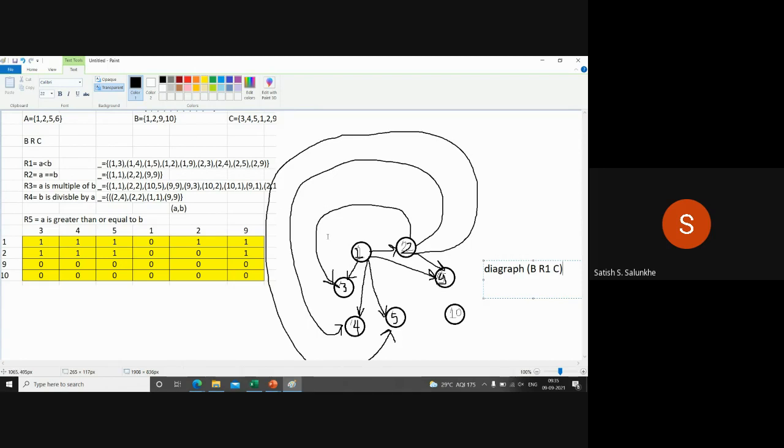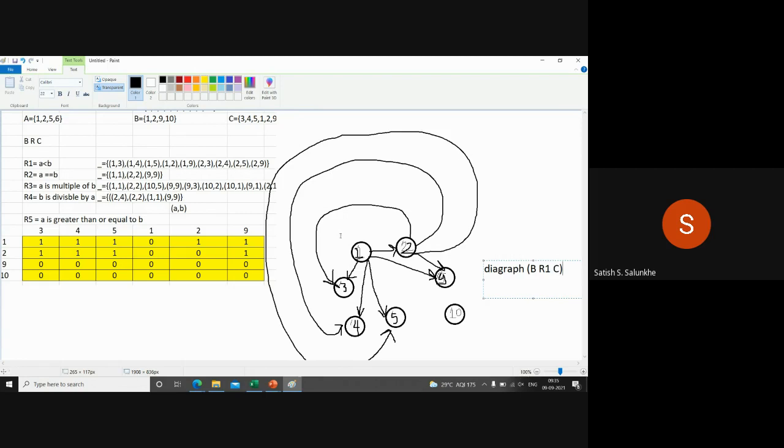Is this relation antisymmetric? Yes. Why? Because it is not violating the property. If a comma b and b comma a belong to R, then a and b, whatever they are, have to be the same. The antisymmetric property is also satisfied. So now we need to check whether this relation is transitive or not.